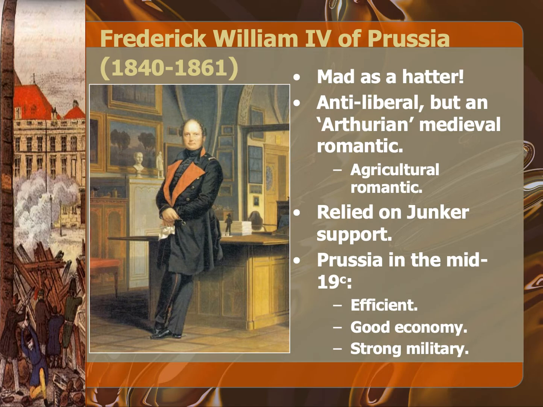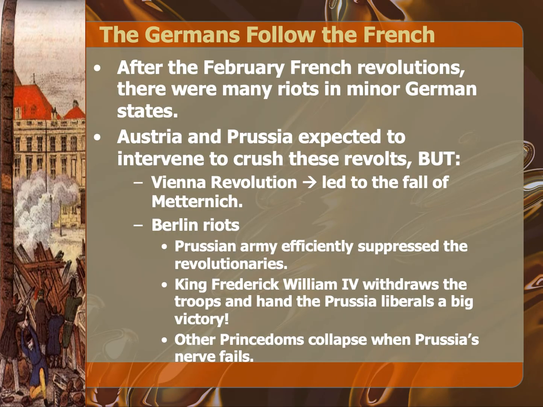He was anti-liberal, but a medieval romantic. He relied on the support of the Junkers. And if you remember, the Junkers are the nobles in Prussia. Prussia in the 19th century was efficient. It had a good economy. It had a strong military.